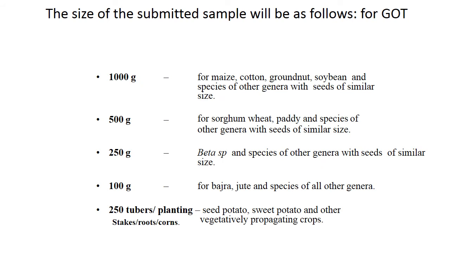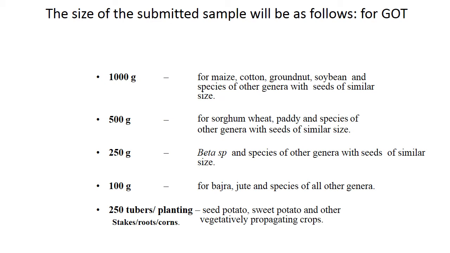The size of the submitted sample for the growout test is 1000 grams for maize, cotton, groundnut, soybean, and species of other genera with seeds of similar size. That means always remember, more weight of seeds is submitted for crops which have larger grain size, or seeds that are heavier than other seeds.